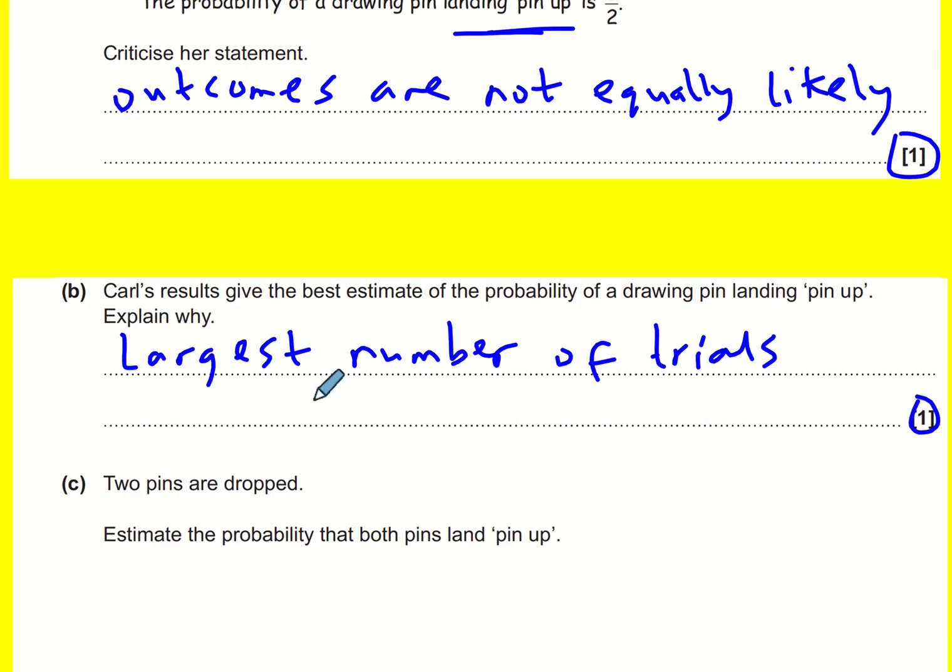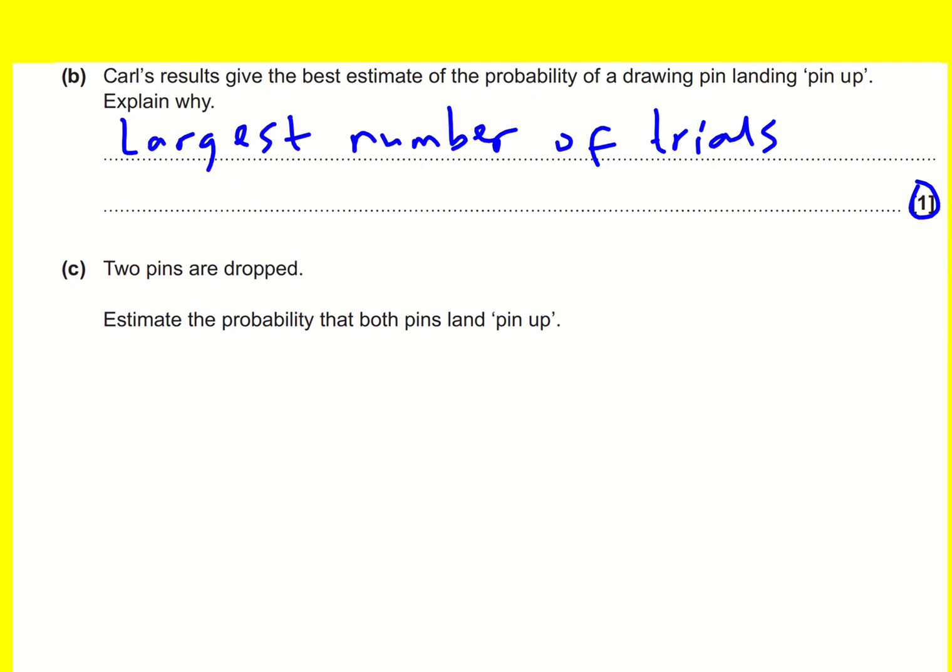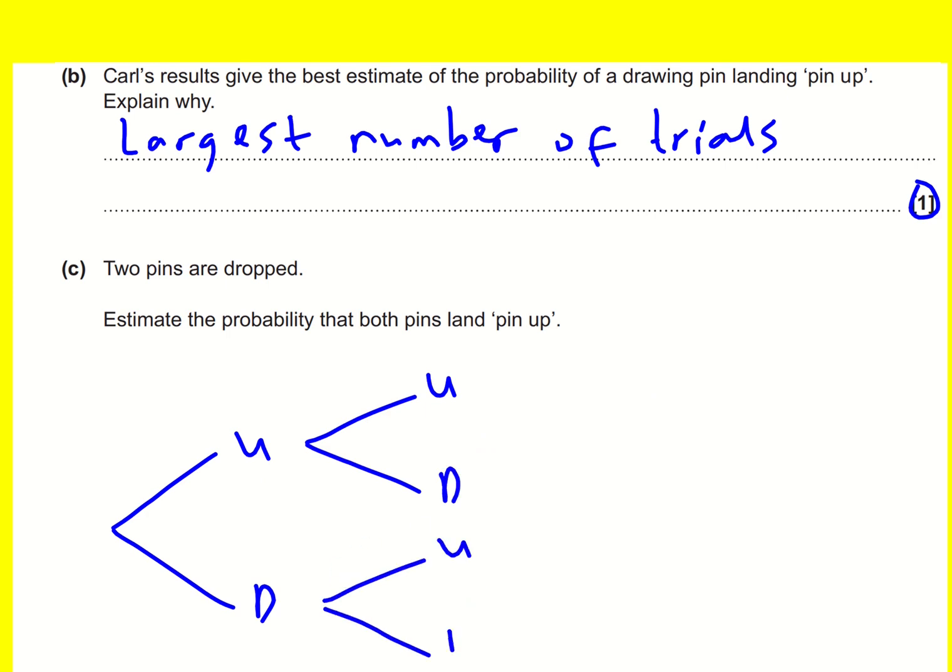And finally, 2 pins are dropped. Estimate the probability that both pins land pin up. Well, let's think about a tree diagram for this. It's either going to land pin up or pin down. And then if we did it again, it's either going to land pin up or pin down for both of these. So we're interested in this one here, which means we need to multiply these two probabilities.